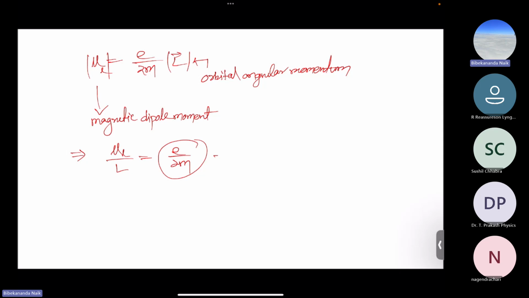And this quantity is called, can anyone tell me what this quantity is called? What is the ratio of magnetic dipole moment to angular momentum called? Gyromagnetic ratio, sir. Exactly. So this is called the gyromagnetic ratio. Can anyone tell me what is the significance of the gyromagnetic ratio?